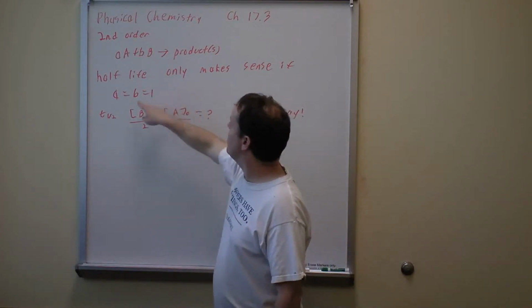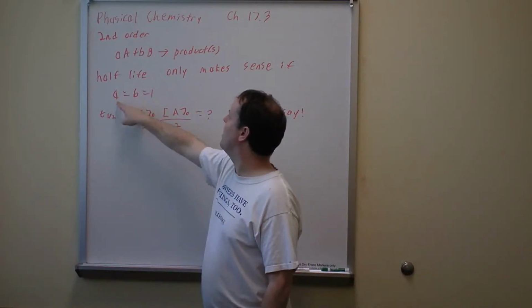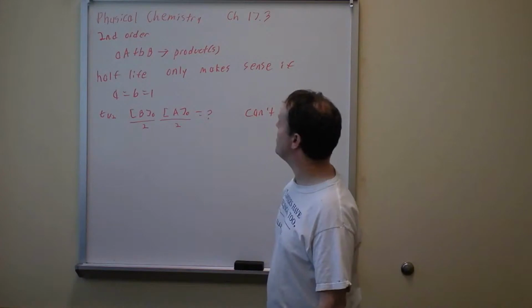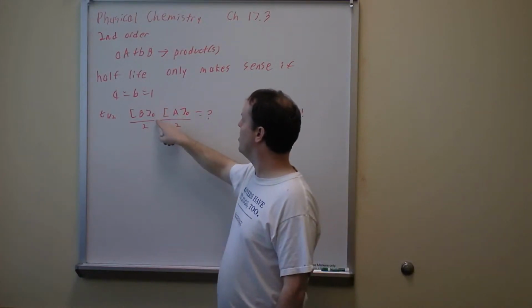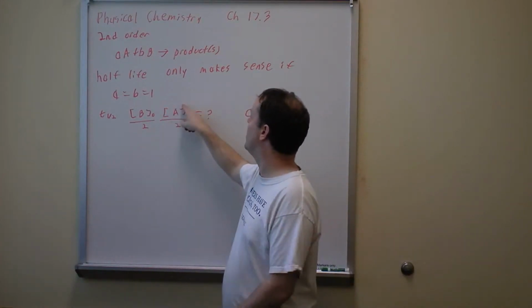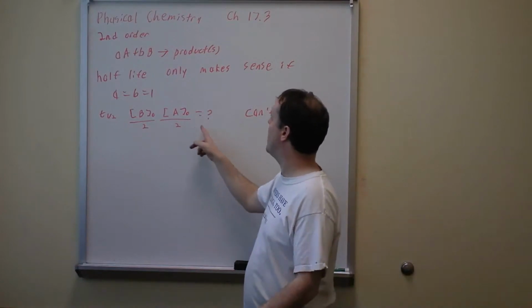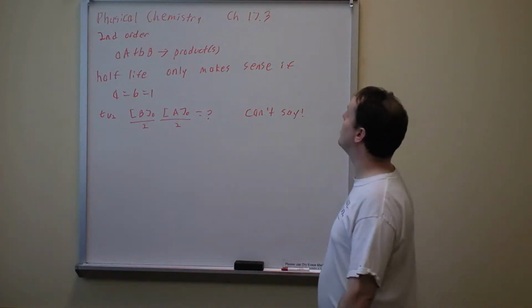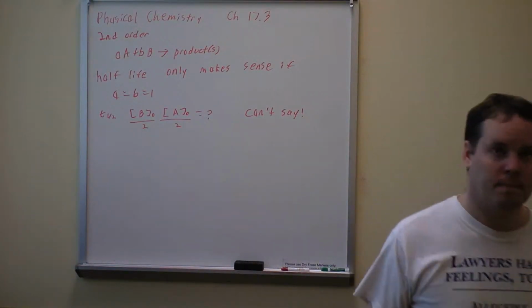But if you have this type of reaction, you can do it only if you have a equals b equals 1. Otherwise it makes no sense. Like if you have the initial concentration of B, one half of that, and the initial concentration of A, one half of that, it doesn't even make any sense. So don't worry about it.